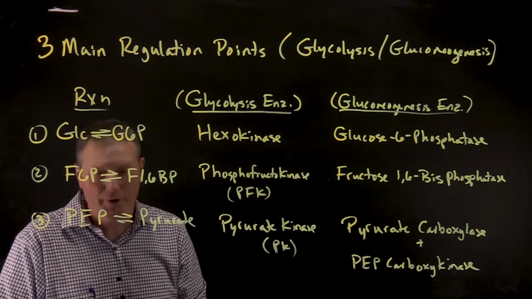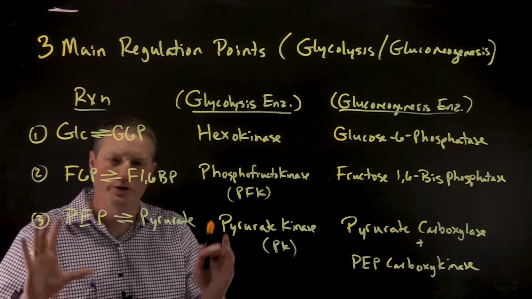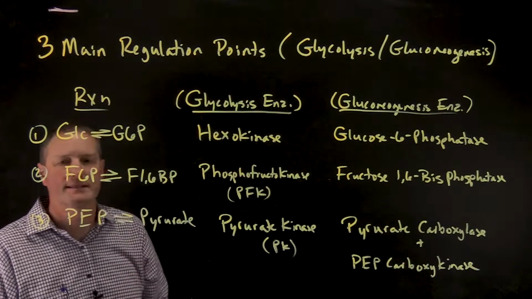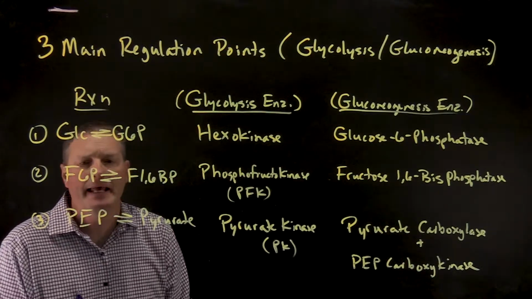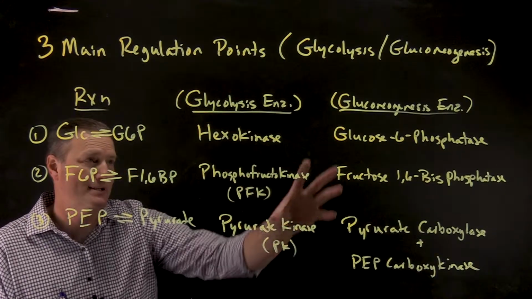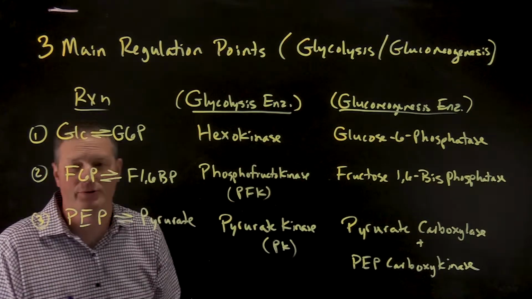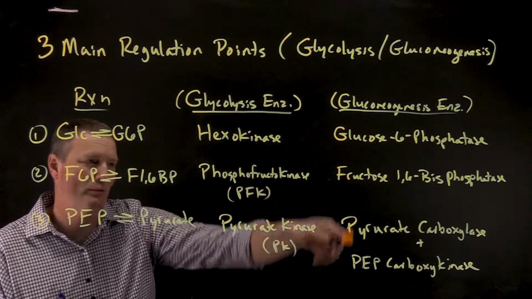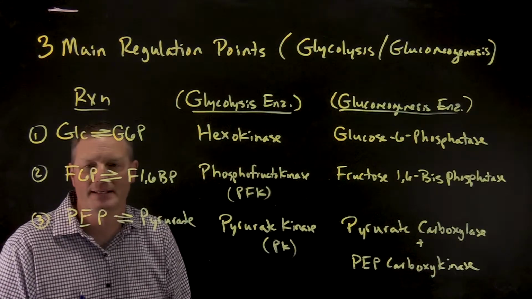All right, so that summarizes the three main control points that are different between these various pathways. And in the next section, we're going to get into the details of gluconeogenesis and exactly why and how these enzymes work.